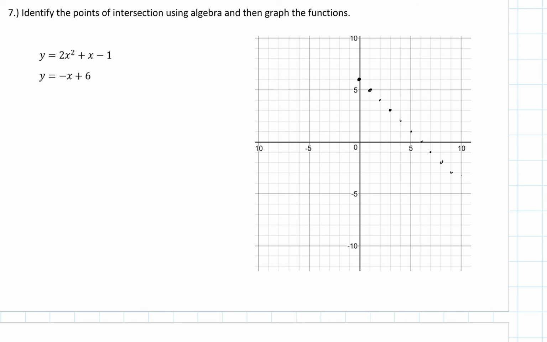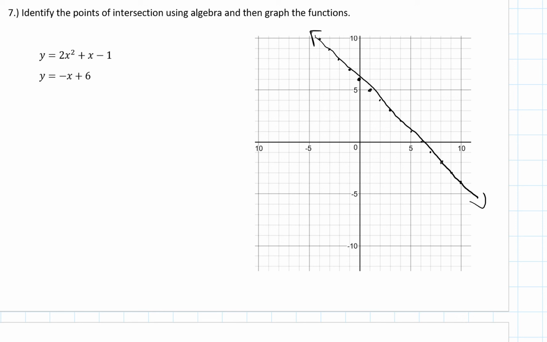Alright, and then up 1 over 1, up 1 over 1, up 1 over 1, up 1 over 1. So there's that graph right there. Okay, and then I want to graph 2x squared plus x minus 1.